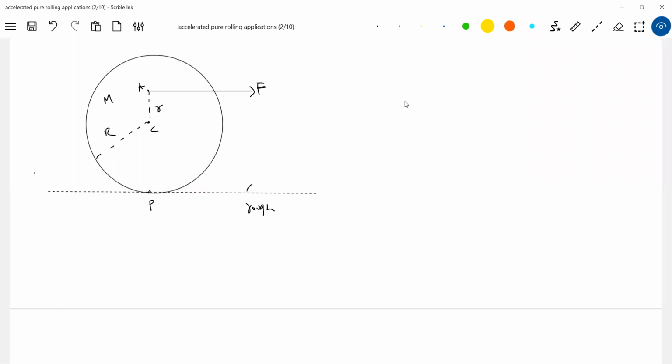So just assume any one direction and solve it. If you get negative, change the direction. If you get positive, what you assumed is right. So I'll proceed like this. I'm going to assume a friction like this here. Then the acceleration of center of mass, then it sets up a torque. So what is the acceleration of point P along the x-axis? It must be 0 for pure rolling.